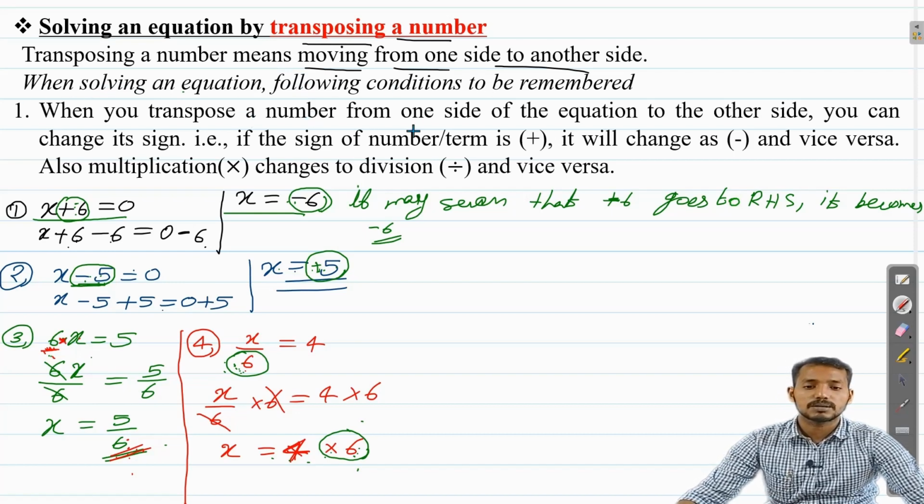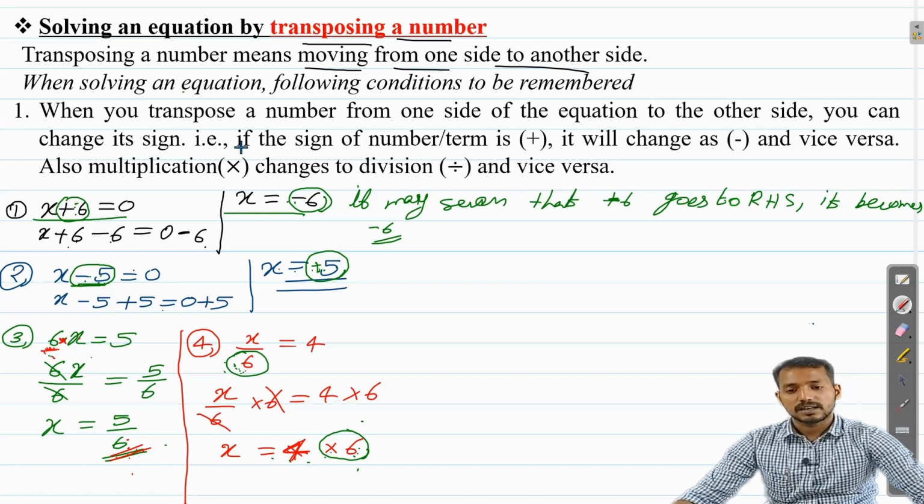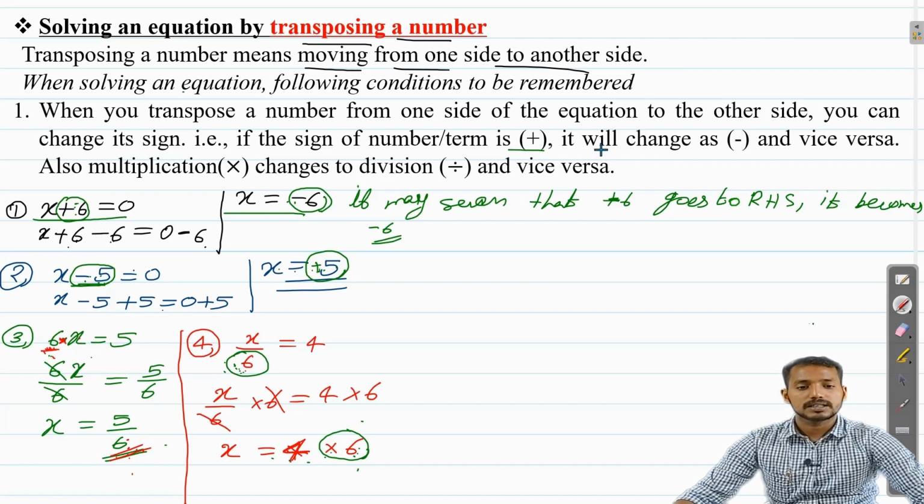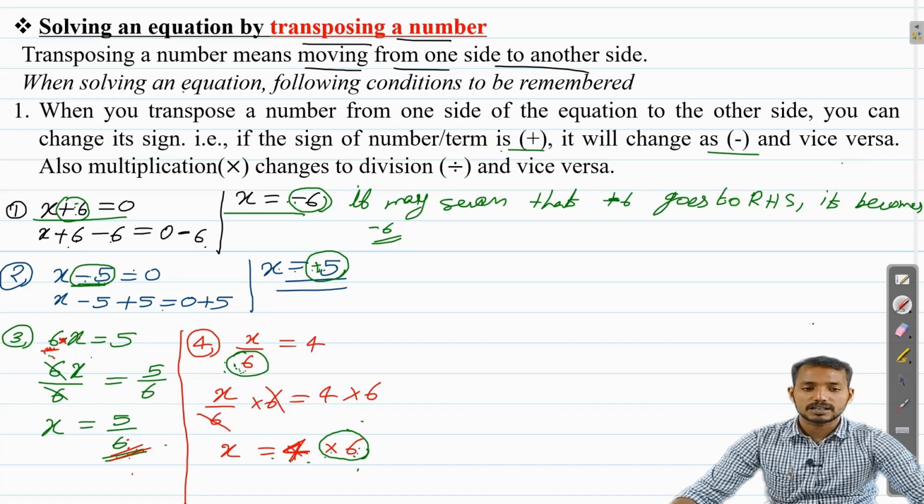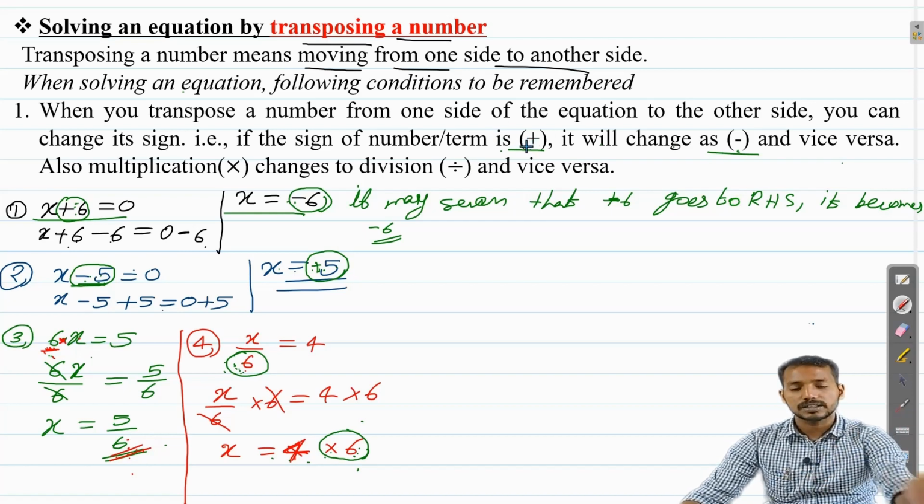When you transpose a number from one side of the equation to the other side, you change its sign. If the sign of a number or term is plus, then it will change to minus, and vice versa. That means if its sign is plus, it will change to minus, or if its sign is minus, it will change to plus. Minus and plus will be interchanged.